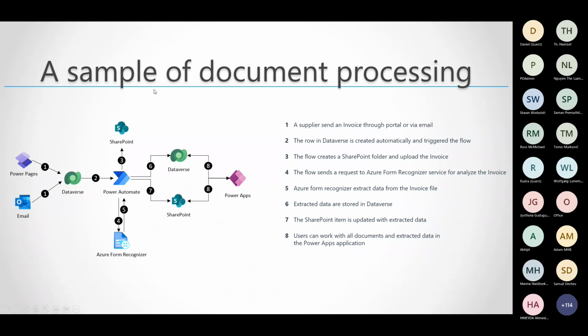The first action was to store the file in the SharePoint library. The second part was to send a request to the Azure Form Recognizer service. This request processes the document and gets back some extracted information to the Power Automate flow. This extracted information was stored both in a SharePoint list, in this case, and in Dataverse. And this information was visualized using a Power Apps canvas app to allow users to simply interact with this data.